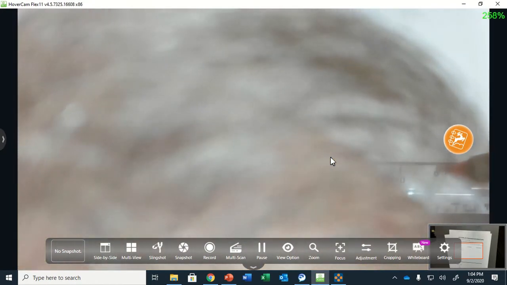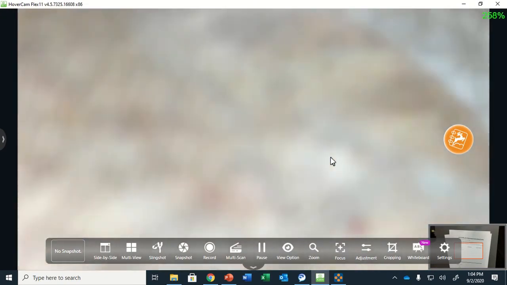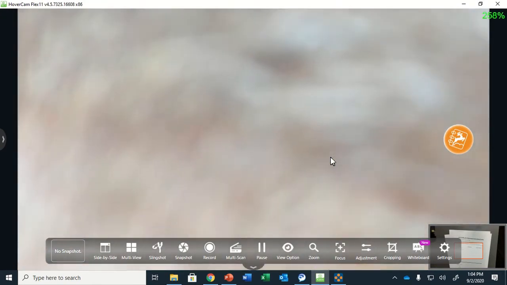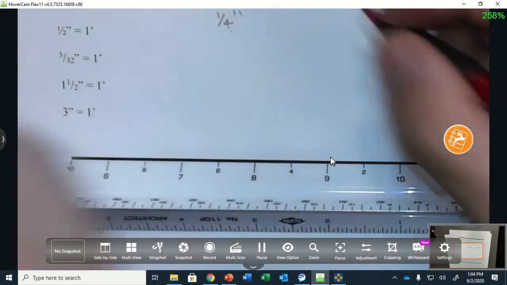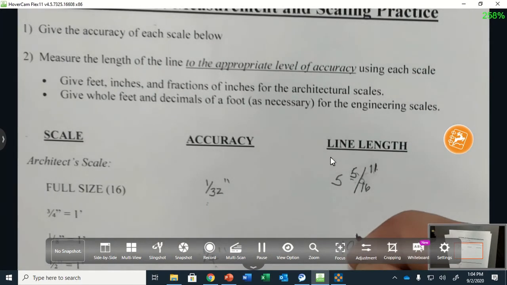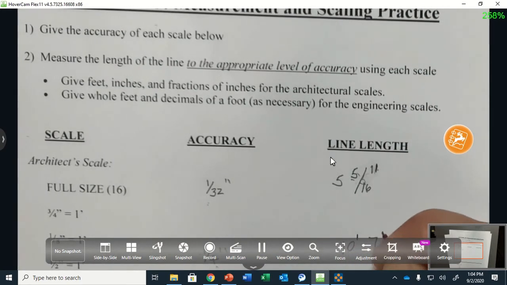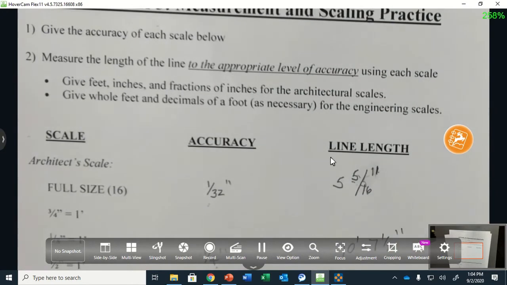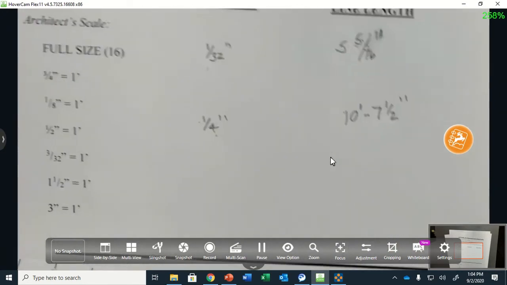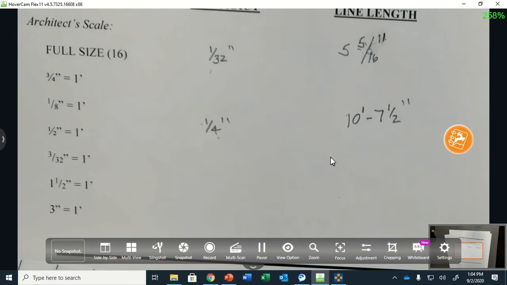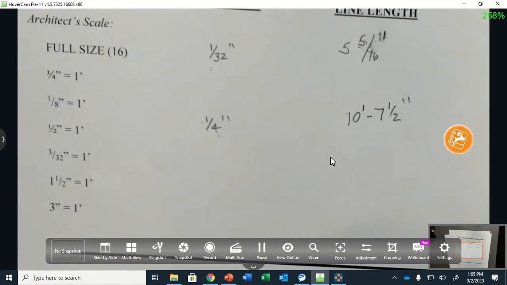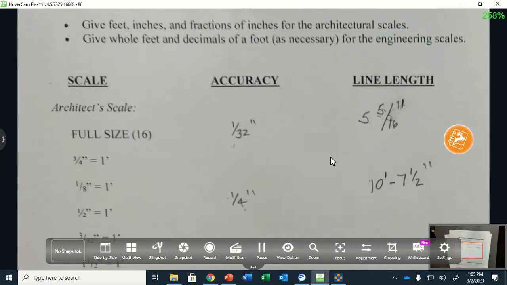This is 1, 2, 3, 4, 5, 6, 7, I'm going to say 7.5. It's right on the tick mark between the 7 and 8. It's 7.5. So I'm going to write that down: 10 feet dash 7.5 inch. 10 feet 7.5 inch. So that was the half-inch scale. So that's practice.